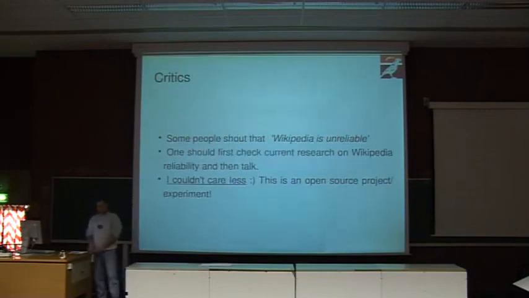So before starting, let me point out what some of the critics usually say about Wikipedia. Some people used to say that Wikipedia is unreliable and you can't use it as a tool for information. I strongly disagree with this. There is a lot of excellent research about how reliable Wikipedia information is, and one should first look at this research and then talk. Besides, as it's very clear here, I couldn't care less, because we are talking about open source projects and nobody can say to you what you can do or what you can't.